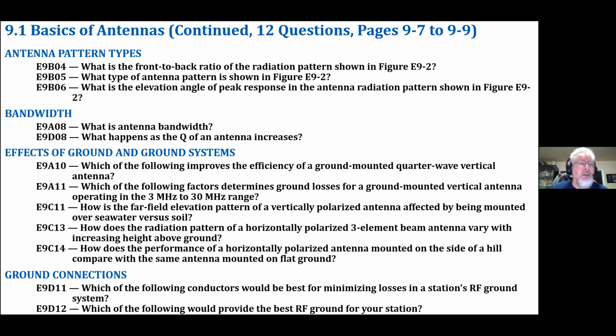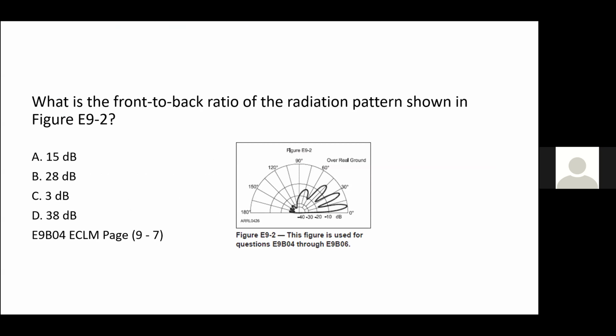Okay, eye chart number 2, antenna pattern with mix of ground systems and ground connections. 12 questions. What is the front to back ratio of the radiation pattern shown in figure E9-2? A, 15 dB, B, 28 dB, C, 3 dB, or D, 38 dB? Correct answer is Bravo, 28 dB.